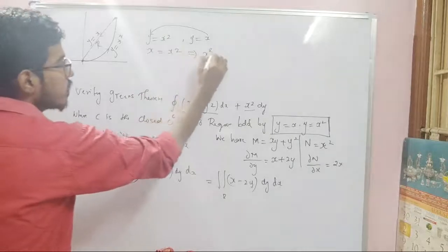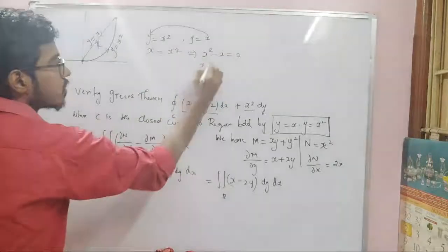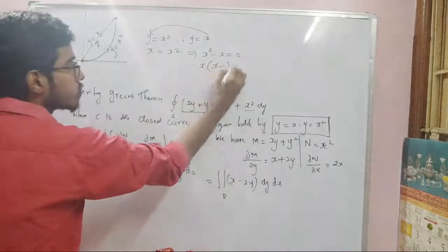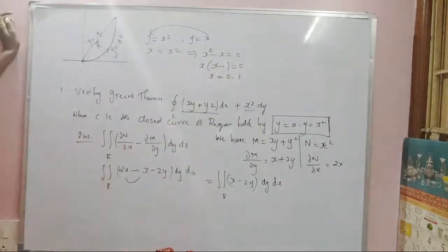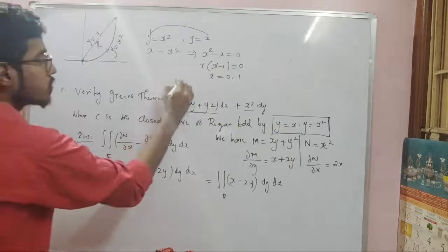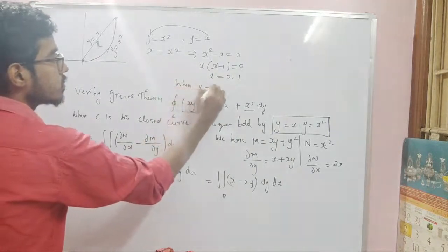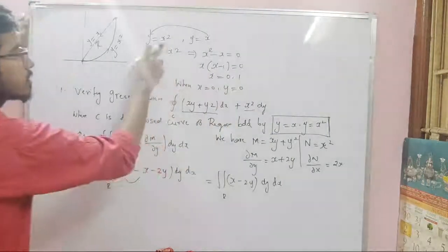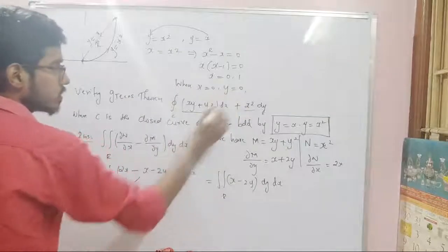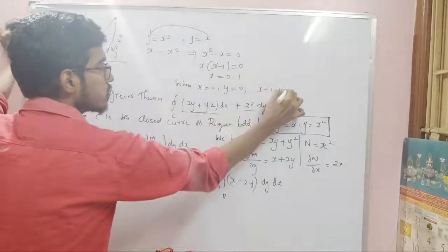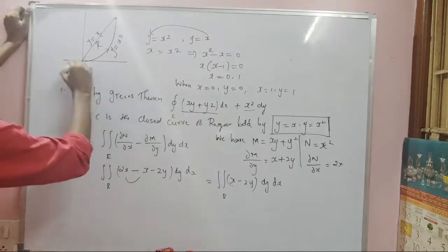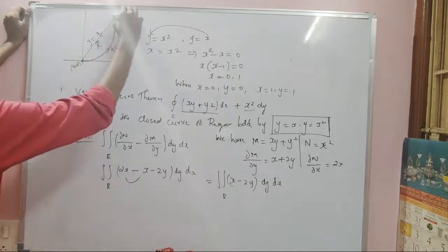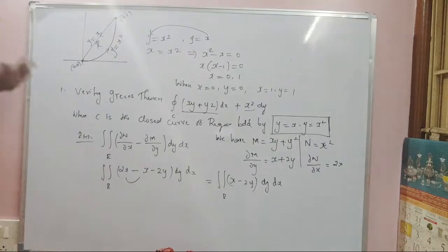That means x square minus x is equal to 0. If we take x common, you will have x into x minus 1 is equal to 0. x is equal to 0 comma 1. Right? So when x is equal to 0, y is equal to 0, because y is x square. And when x is equal to 1, y is also 1. That means 0 comma 0 and 1 comma 1 are the points of intersection.